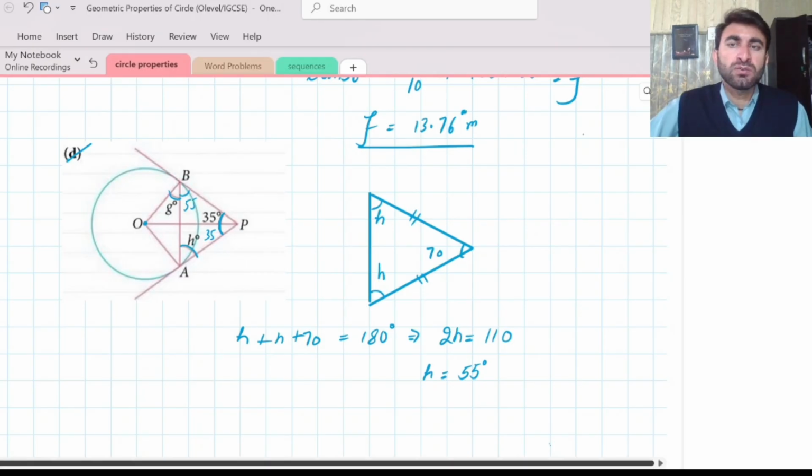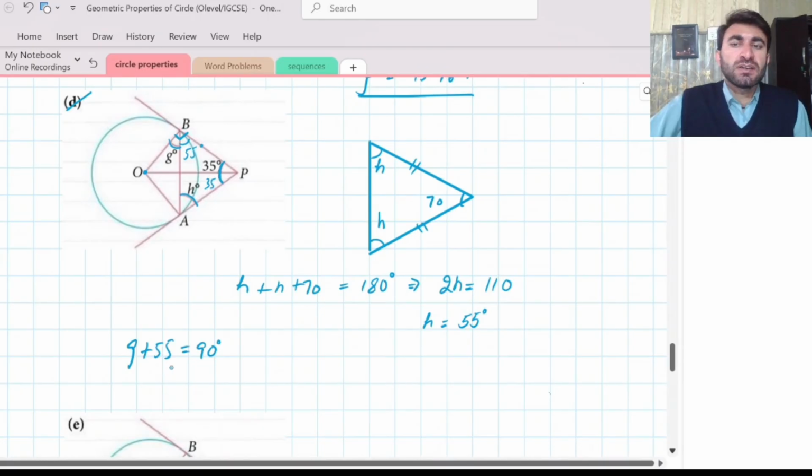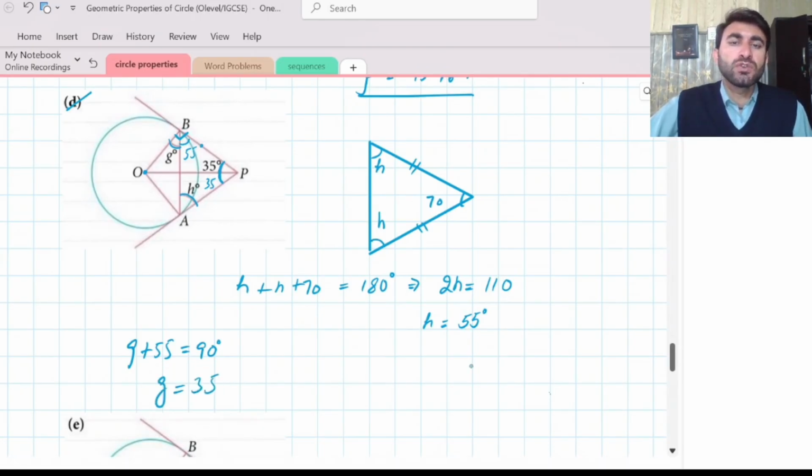So if the angle over here is 55 degrees, we know the total angle at position B was 90 degrees. So basically it is G plus 55, which is 90 degrees. If G plus 55 is 90 degrees, then definitely G equals 90 minus 55, which is 35. So these are the two values of angle H and G, and in this part we can use many other techniques as well in order to find the value of G and H.